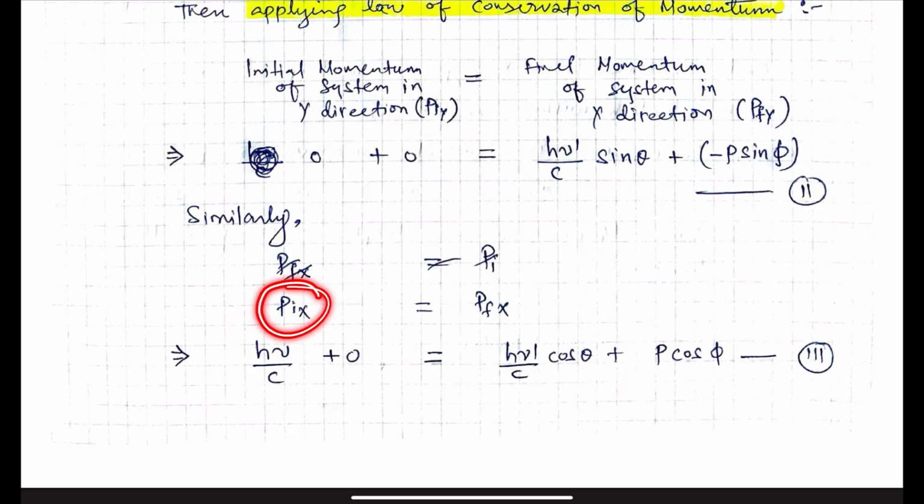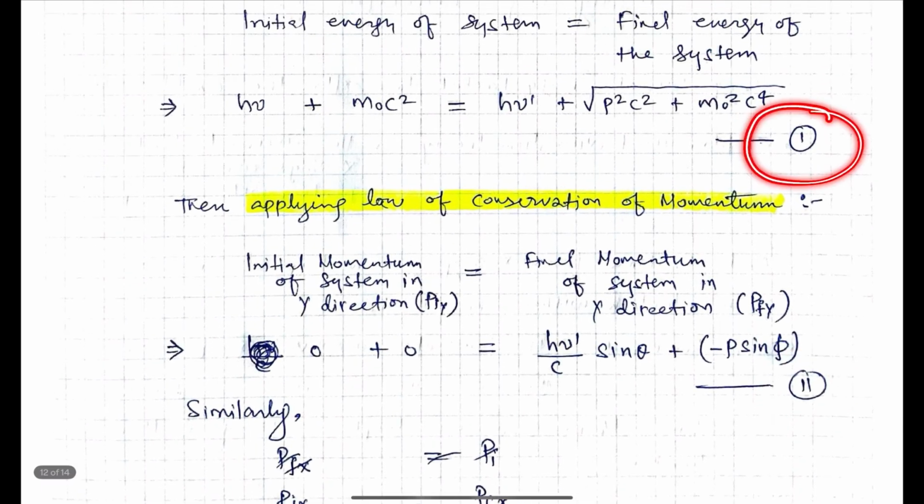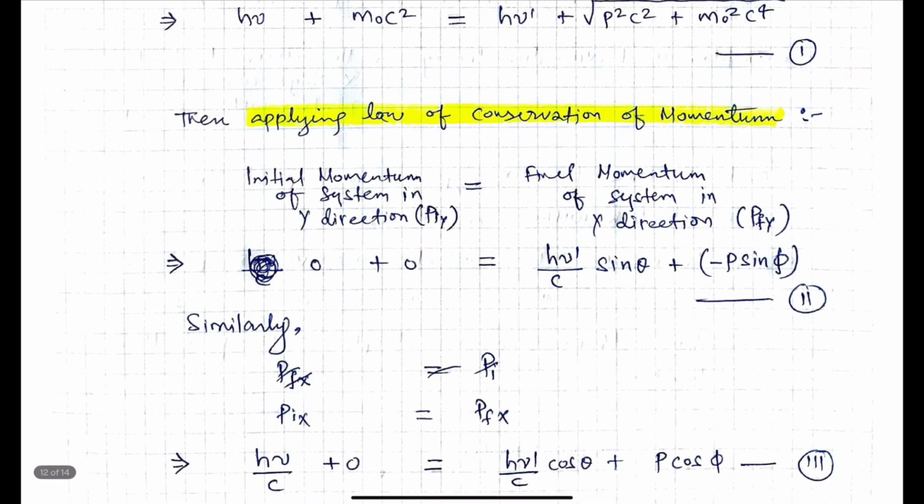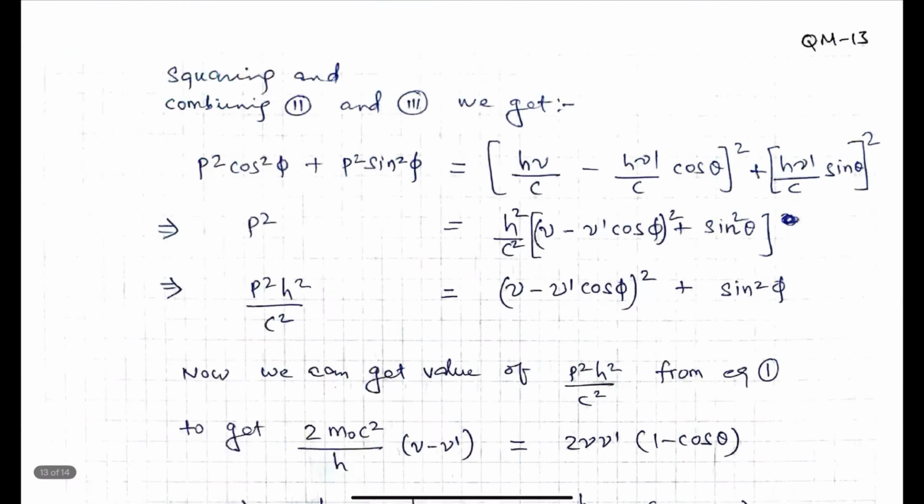The same could be done for the initial momentum and final momentum of the system along the x direction, before and after the collision. We know that the momentum of the photon is h nu by c in the x direction, and for the electron it is 0, and this quantity is for the photon and electron in the situation after the collision. These are marked as equation 2 and 3, and the energy equation is marked as equation 1. So we have 3 important relations, 1 for energy and 2 for momentum in the x and y direction.